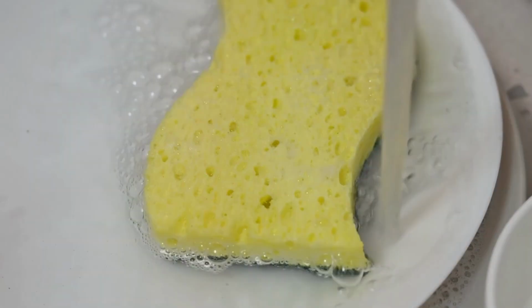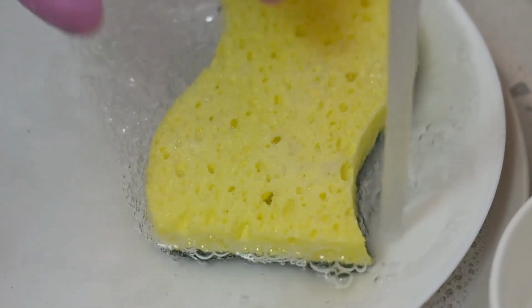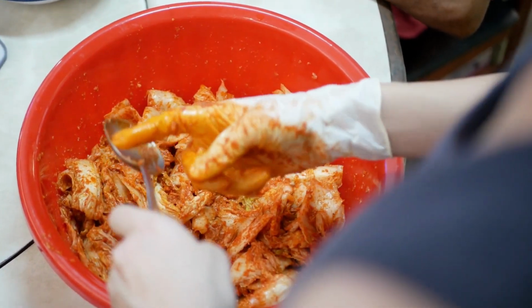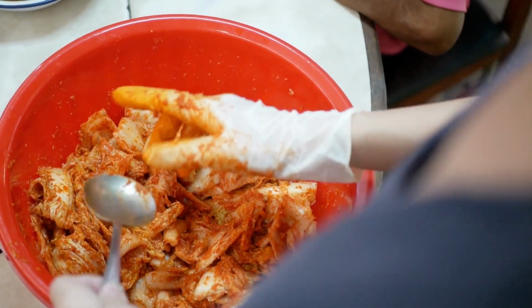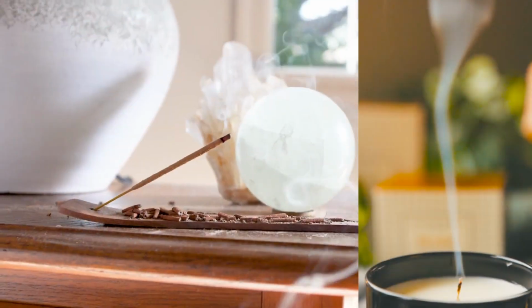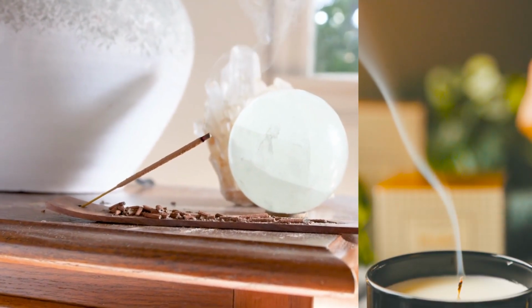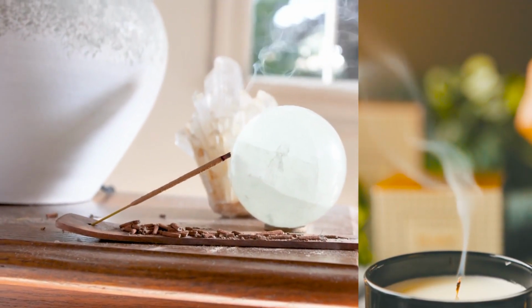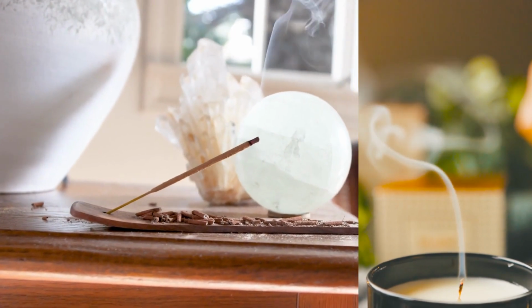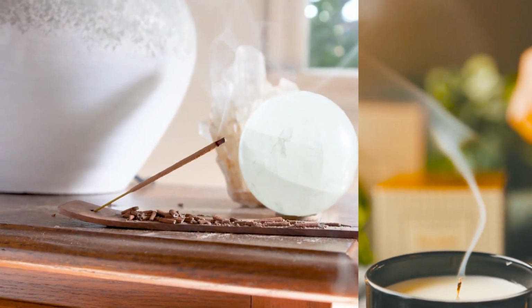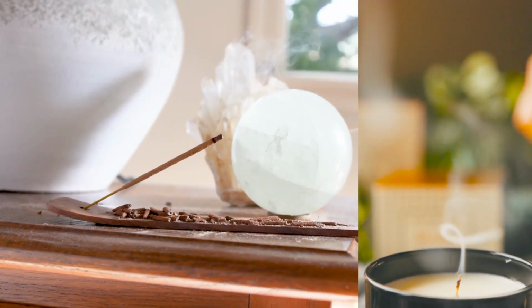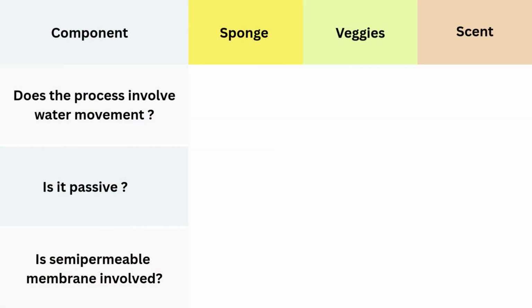Let's take a quick quiz. Can you identify which of the following examples actually involve osmosis? A dishwashing sponge soaking up water, salted or marinated vegetables becoming wet and releasing juice, aromatherapy candles filling the room with scent. Remember, osmosis specifically refers to the passive movement of water across a semi-permeable membrane. So, which of these involves that kind of movement? Take a moment to think.